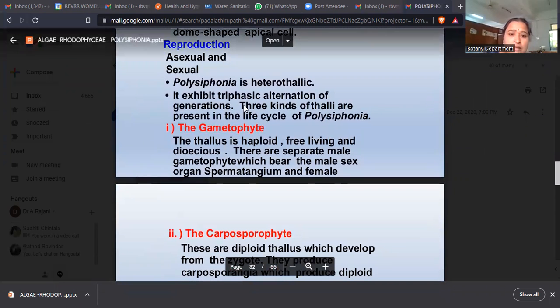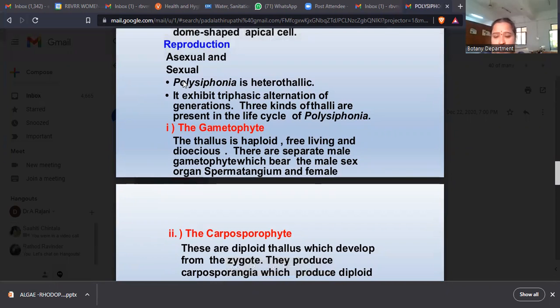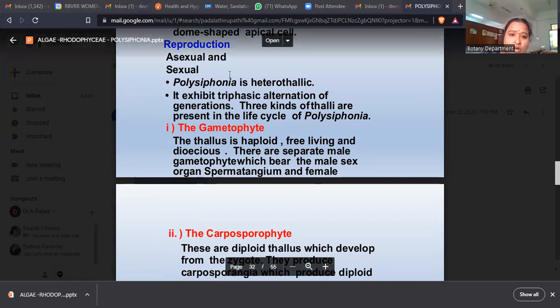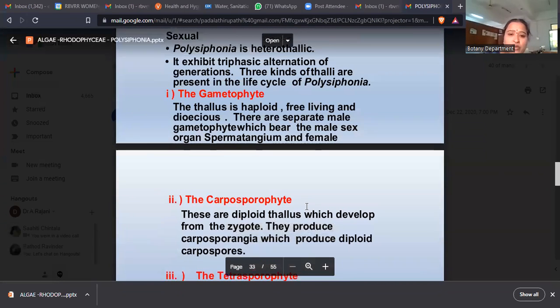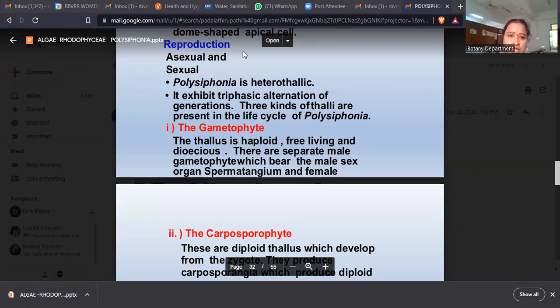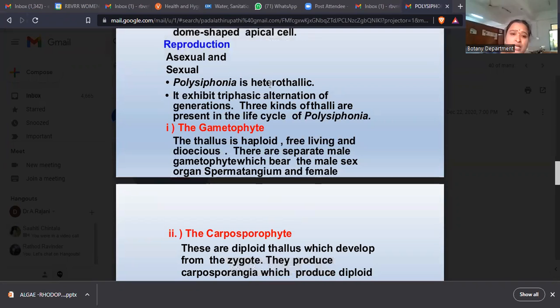Here, Polysiphonia is dioecious, and three distinct phases are there. One is the gametophytic stage, the second is the carposporophyte, and the third is the tetrasporophyte. Polysiphonia is heterothallic and exhibits a triphasic alternation of generations.